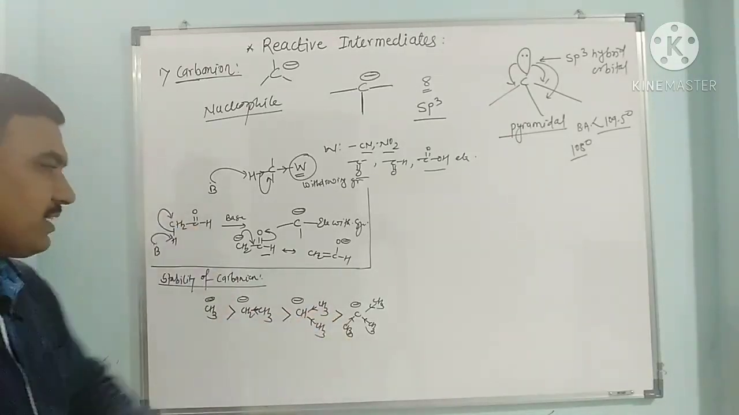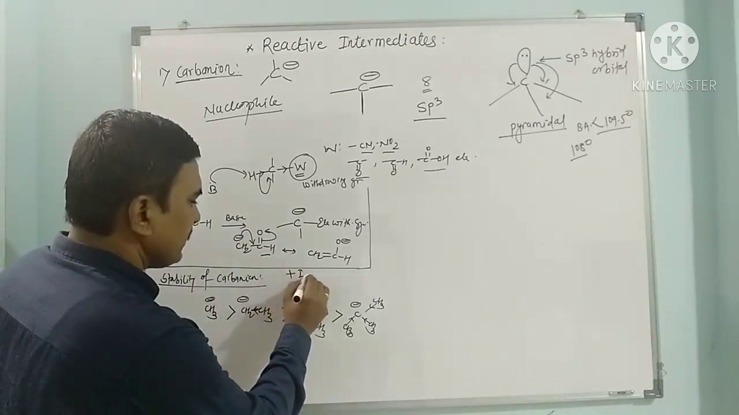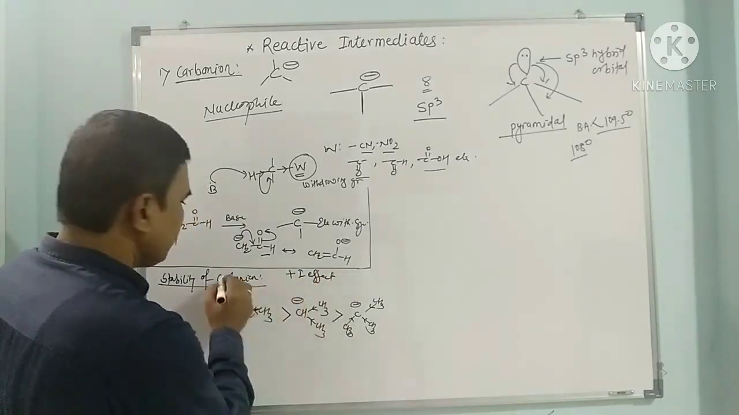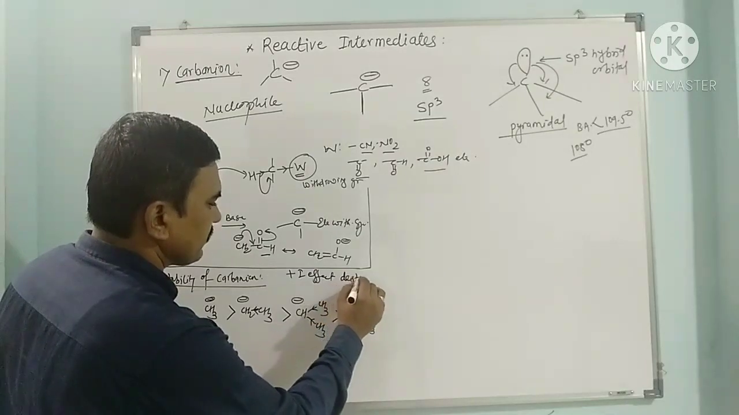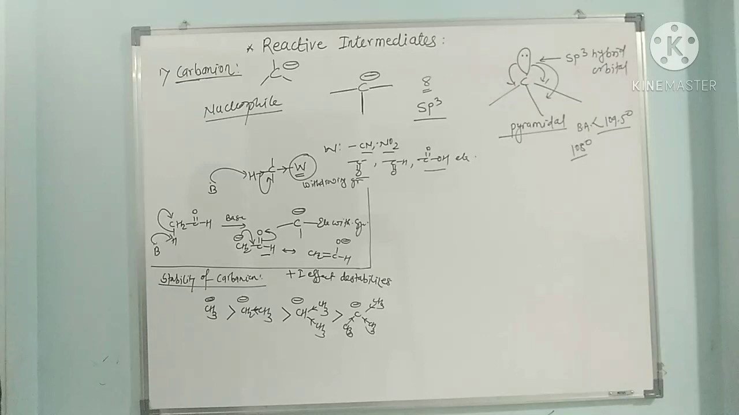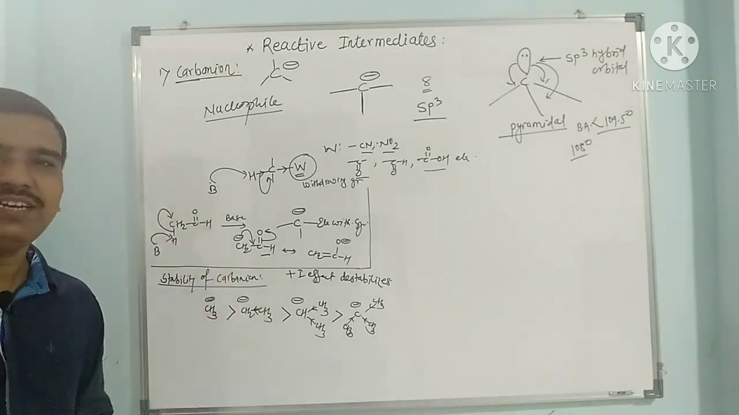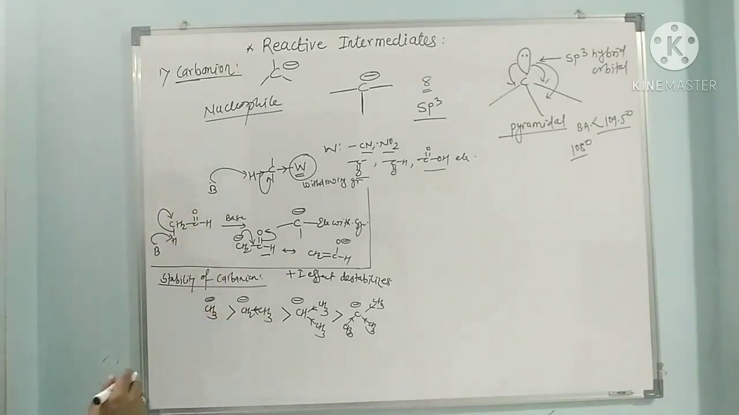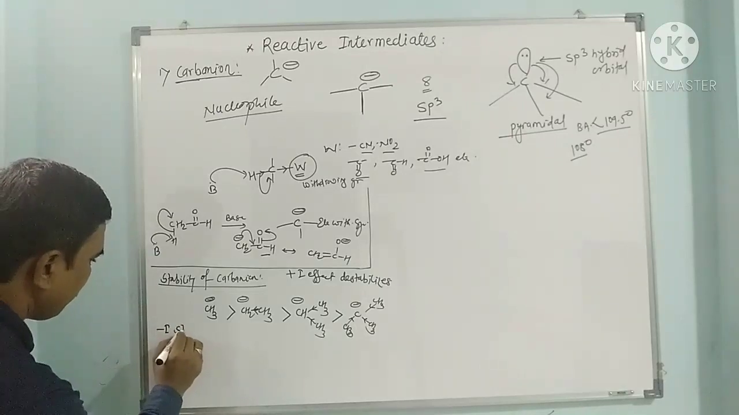So plus I destabilizes. So here the plus I effect destabilizes carbanion. So which effect stabilizes carbanion? The carbanion is stabilized by the minus I effect. So minus I stabilizes.